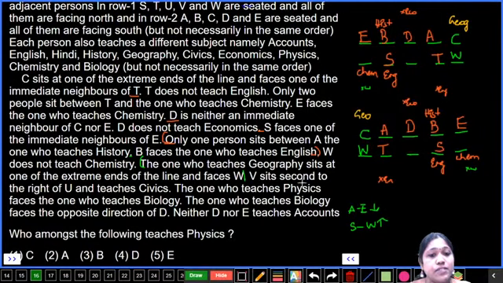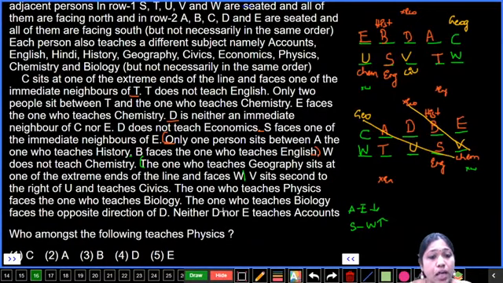And the next condition is V sits second to the right of U. Second to the right of U goes to V. And teaches civics. That means we should teach civics, which is a failure in this condition. This is a failure case.